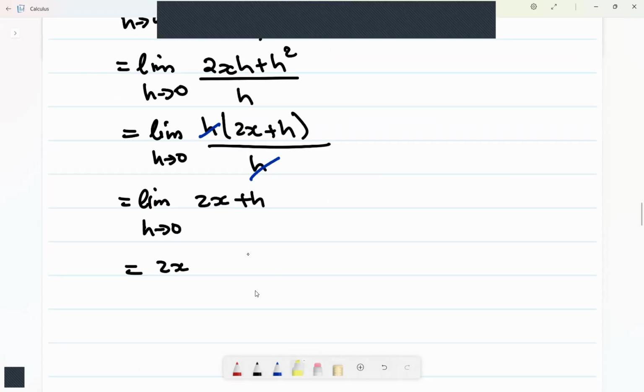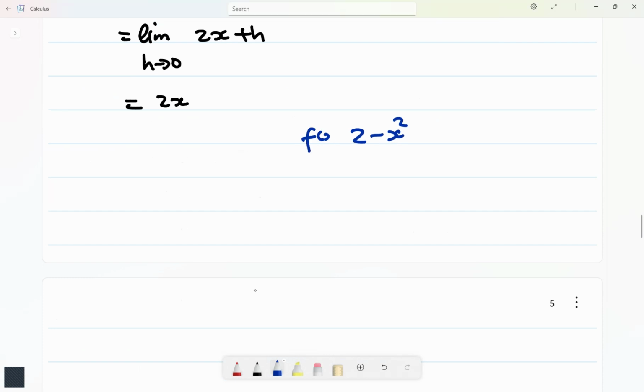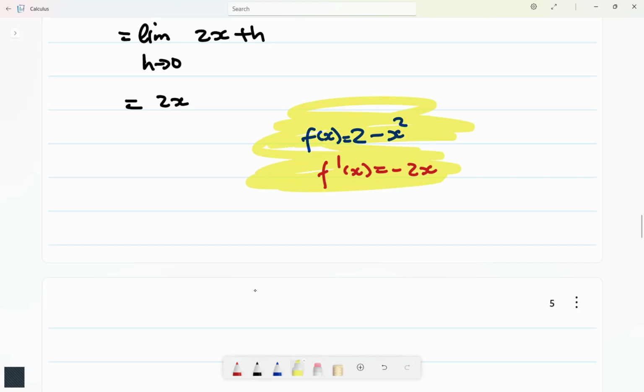Now have your own here. Have your own here. 2 minus x squared. Okay. Find f prime x using the first principle and get this answer. The answer that you're supposed to get is f prime of x equal to negative 2x. This is the answer that you're supposed to get. Just do that, okay?